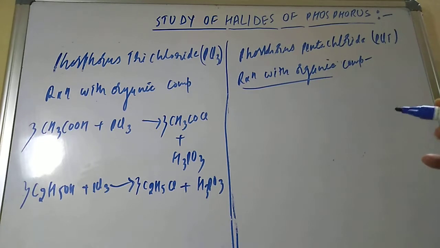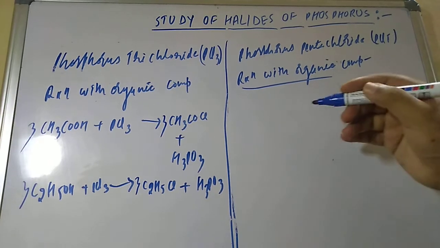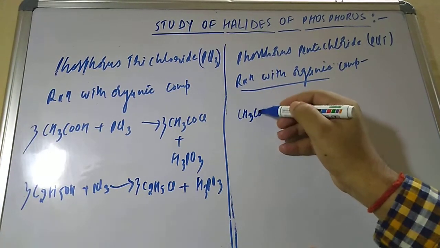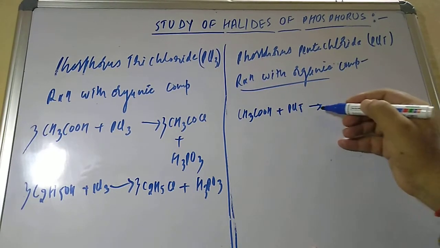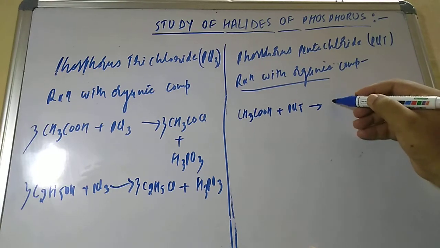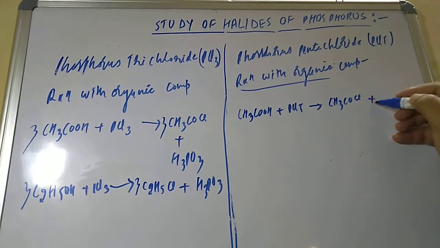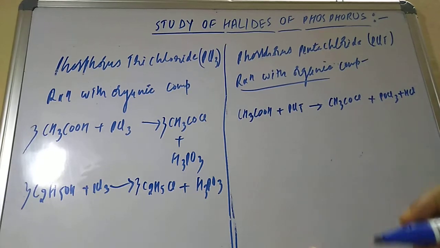Now here you come to PCl5. If you see the reaction of PCl5 with organic compounds, it reacts the same way. Suppose you take CH3COOH plus PCl5. What compound will it give? It will give CH3COCl along with POCl3 plus HCl.